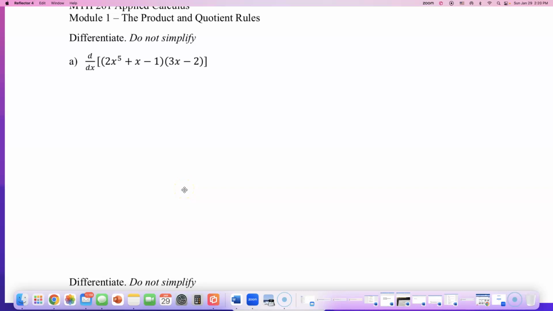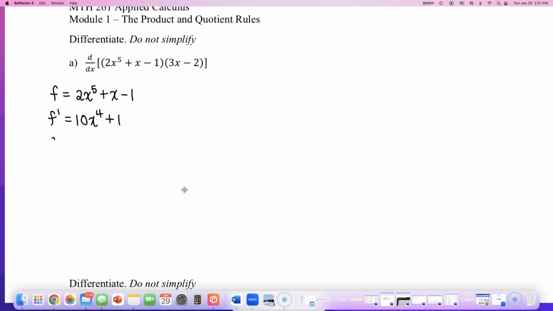All right, we got these "do not simplify" examples again for product rule. So let me write down everything I have. f is 2x to the fifth plus x minus 1. So that's the first expression that we are multiplying, right? Now we're going to have to take the derivative of this. What's f prime? 10x to the fourth plus 1.